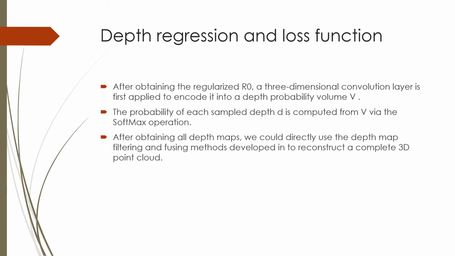Next stage is depth regression and loss. After obtaining the regularized R0, a three-dimensional convolution layer encodes it into a depth probability volume V. The depth probability volume V is used for calculating the depth using a softmax operation. After obtaining all depth maps, we could directly use depth map filtering and a fusion method to reconstruct a complete 3D point cloud. We can generate a 3D model from the 3D point cloud using computer graphics.